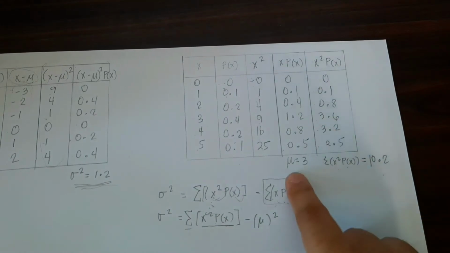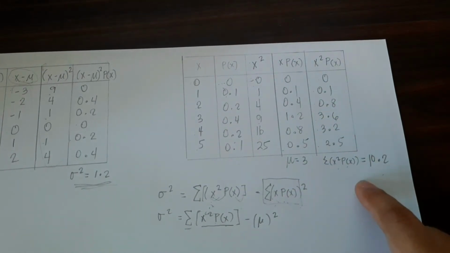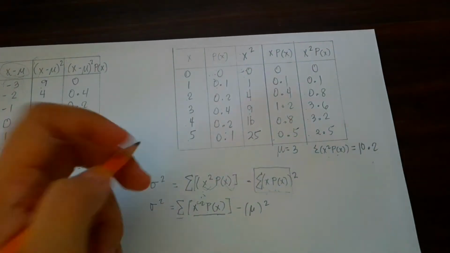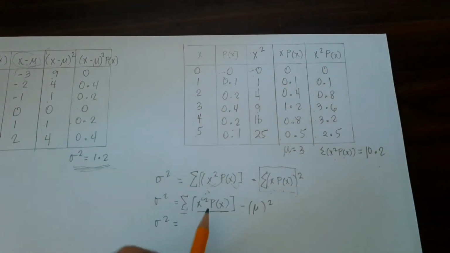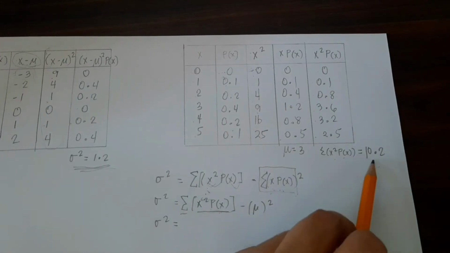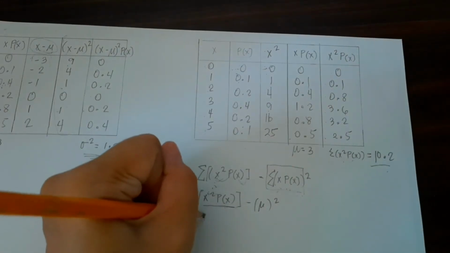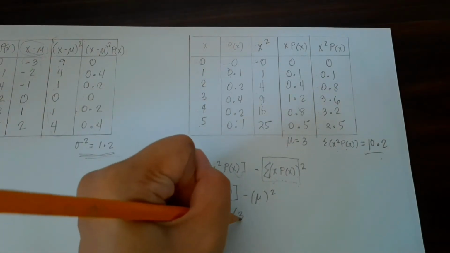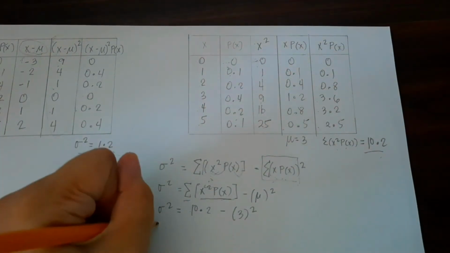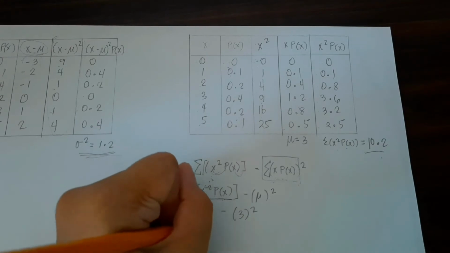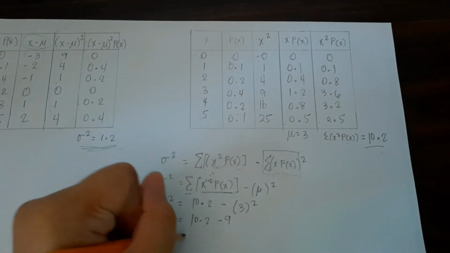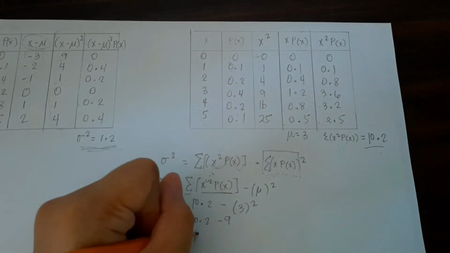Now, since meron na tayong mean and the summation of x squared times p of x, substitute na lang natin siya sa ating formula. So, we have here the variance is equal to the summation of x squared times p of x, 10.2, minus natin yung ating mean squared. So, yung mean natin is 3 tapos squared. So, variance is equal to 10.2 minus 3 squared is equal to 9. And then, subtract. 10.2 minus 9 is equal to 1.2.